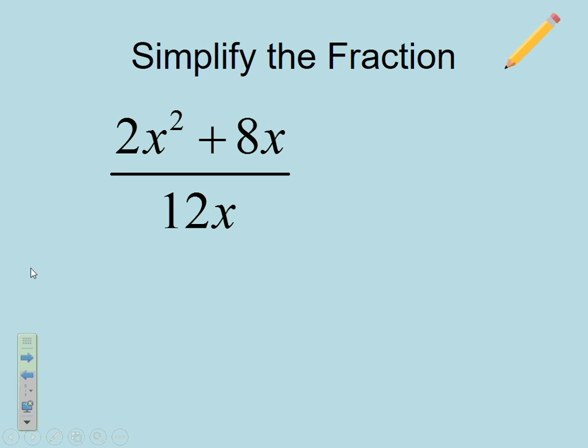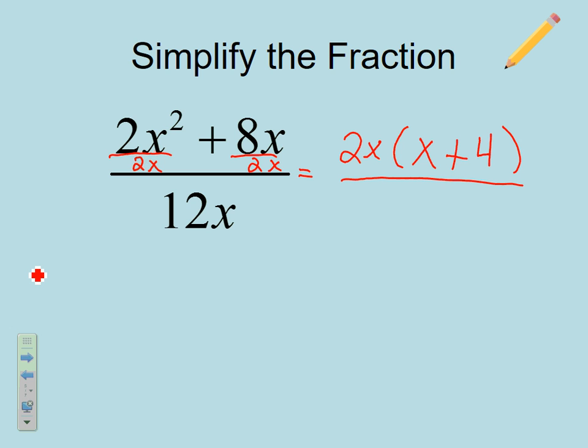Here it comes. So same idea, we need to figure out what kind of factoring we can use if we can. So on this top, I can use greatest common factor again. I can take out 2x out of both of these. So I'm going to write that out in front, 2x. Inside, I'm going to be left with x plus 4. On the bottom, I can't simplify that, so I'm going to leave it as 12x.